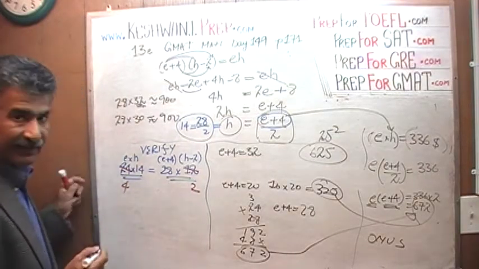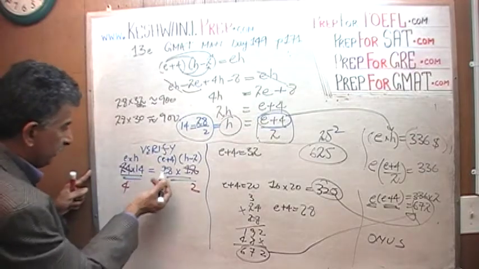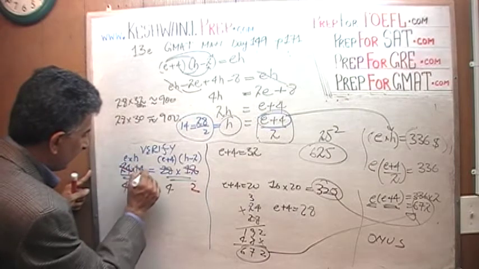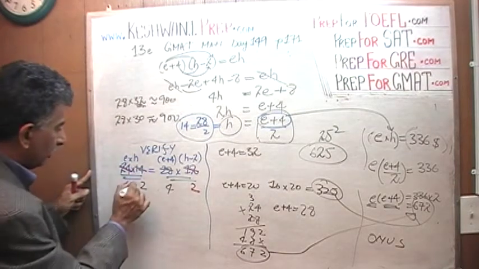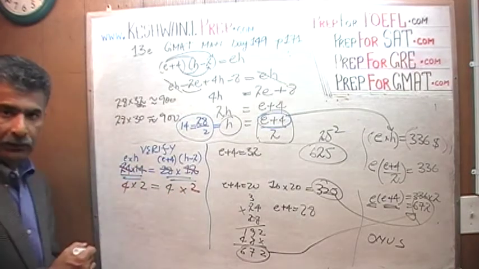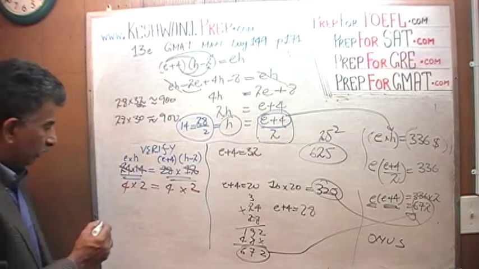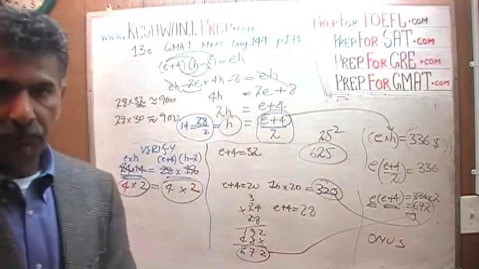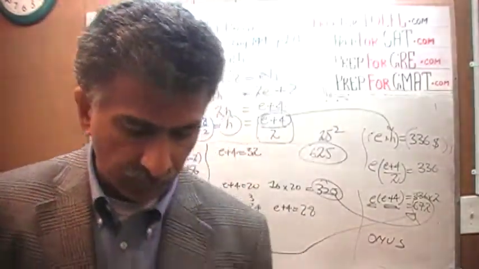Let's divide both sides by 7. I see a 14. I see a 28. 28 divided by 7 is 4. 14 divided by 7 is 2. Oh, what do you know? I don't think it's very difficult to see at all that 4 times 2 equals 4 times 2. That wasn't so bad at all after all.